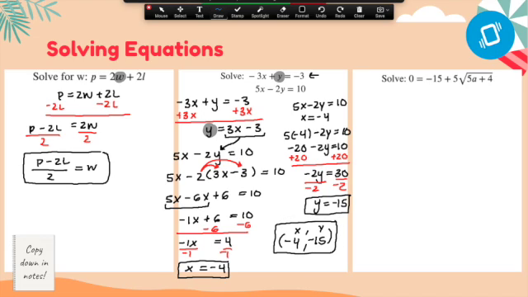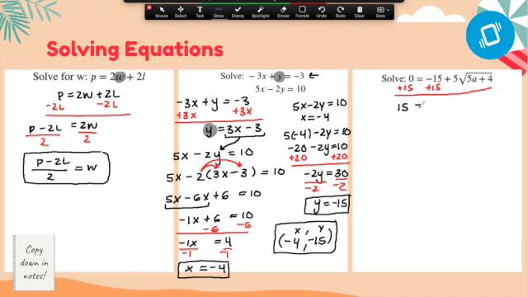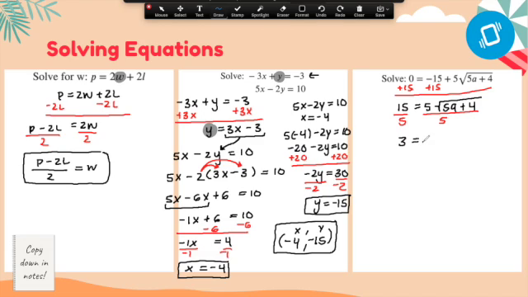Alright. Last one is to solve for 0 equaling negative 15 plus 5 times the square root of 5a plus 4. So before I do anything, I want to make sure that my square root is completely isolated. So to do that, I need to add 15 to both sides. When I add 15 to both sides, I get 15 equaling 5 square root of 5a plus 4. From there, I'm going to divide by 5 on both sides. And so I get 3 equaling square root of 5a plus 4.